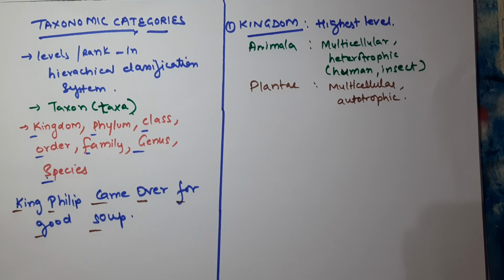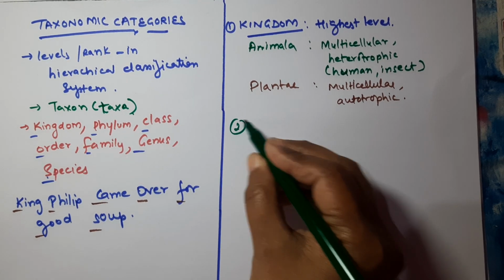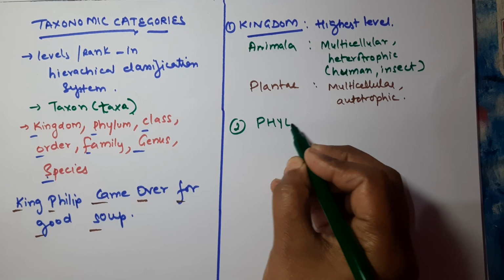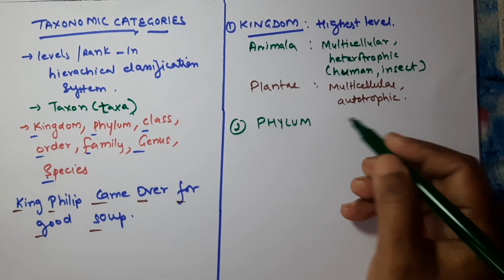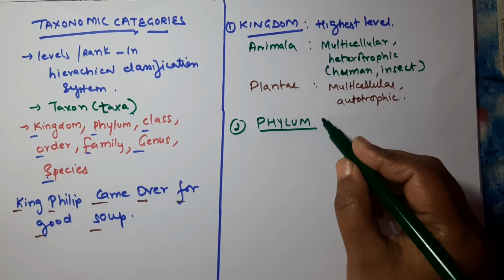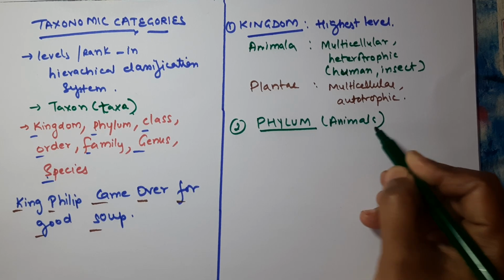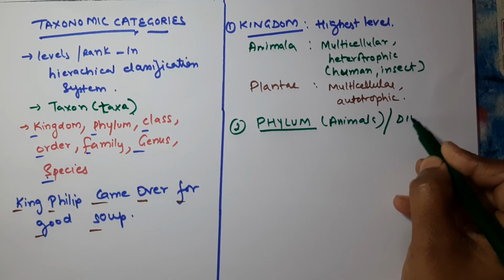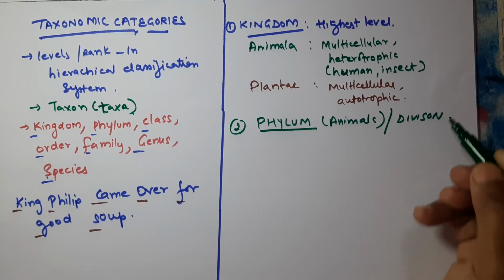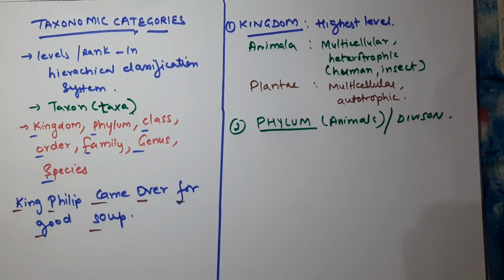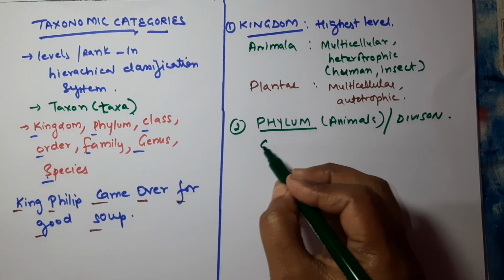Right. So the next comes the phylum. Okay, so we are using phylum in case of the animals, and in case of the plants we are using the division. Okay, so this groups the organism within the kingdom based on major body plan or the structural feature. Okay, for example, the chordata.